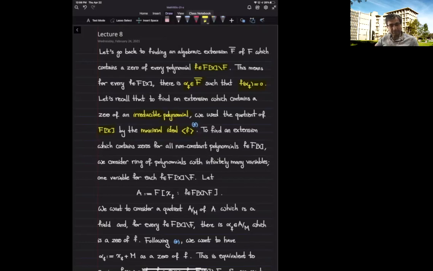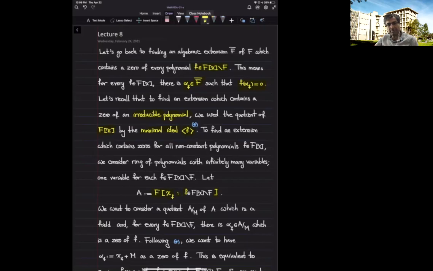Now we want to do the same principle for all the polynomials at the same time. But this time, last time it was one variable for one polynomial, and the zero was represented by X. Now we have a lot of zeros, so we need a lot of variables. So for every non-constant polynomial, small f, I'm going to assign a variable x sub f, and I'm going to consider this huge ring, a ring of polynomials with a lot of variables, one variable assigned to every polynomial.